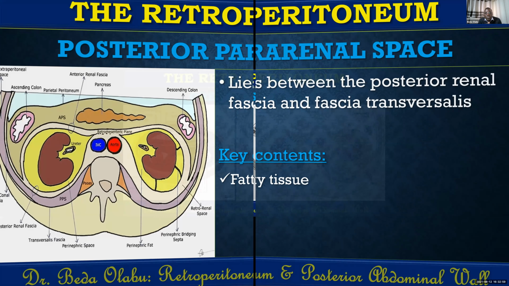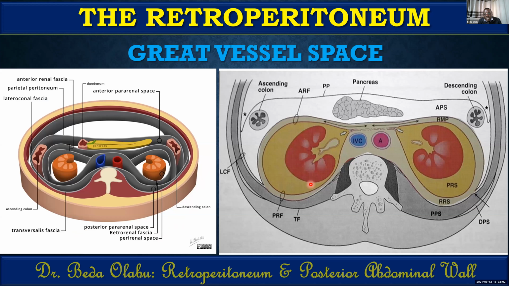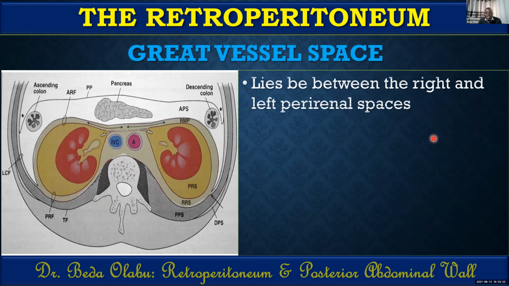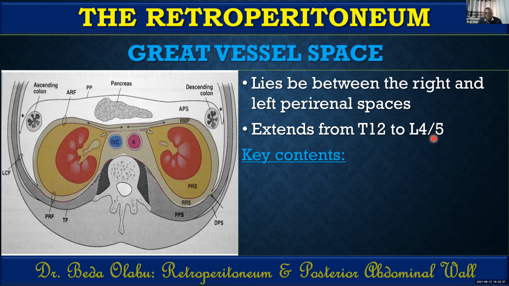Right, the fourth space to talk about, and this is a relatively newer concept, is a great vessel space. The great vessel space is this region here, the space between the right and the left perirenal space. So that space between the right and the left perirenal space is what we call the great vessel space. It extends from around the level of the 12th thoracic vertebra up to the level of the 4th or 5th lumbar vertebra. This is a space that contains the abdominal aorta.